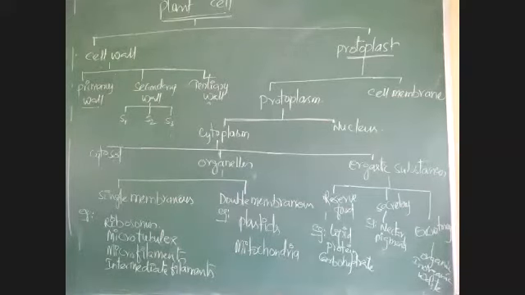Once read excretory substances: organic and inorganic waste. Second type of ergastic substances, secretory substances. Okay, wait, I will repeat all these, then we will go for the next one.